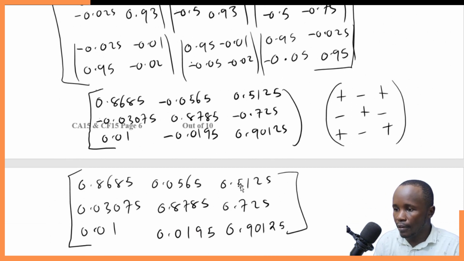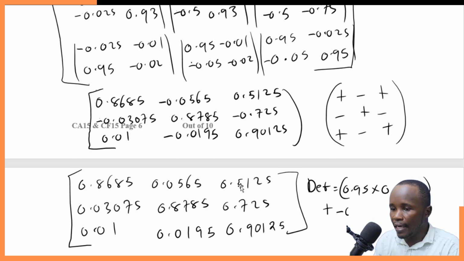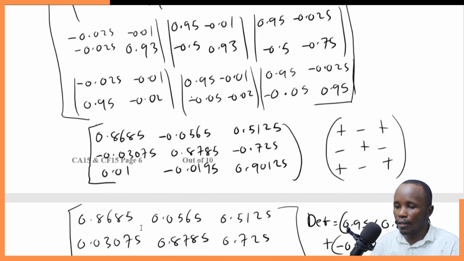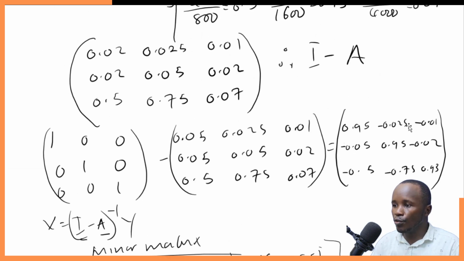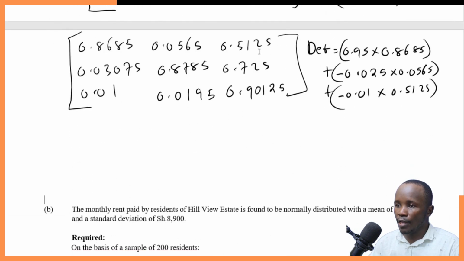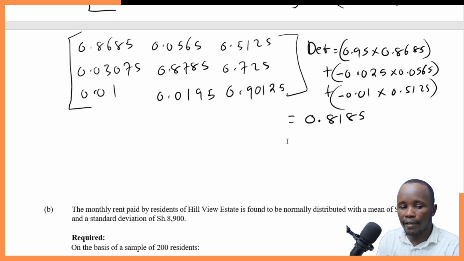So the determinant will be 0.95 times 0.8685 plus negative 0.025 times 0.0565 plus negative 0.01 times 0.5125. Where am I getting these figures? Here. Negative 0.5 times this one, then negative 0.025 times this one. Finally, negative 0.01 times this one. What do you get? The determinant, when you do it nicely here, you're going to find 0.8185375.